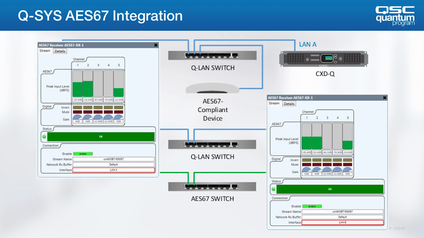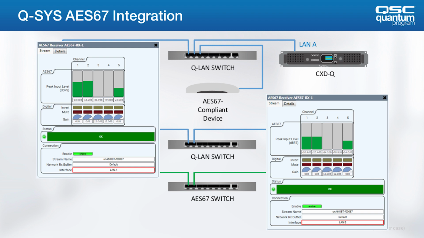Rather than being a global design setting like software-based Dante, the interface selection for AES67 transmitters and receivers is in the control dialog for the block itself. There's an auto selection, but best practice is to select the appropriate interface manually.